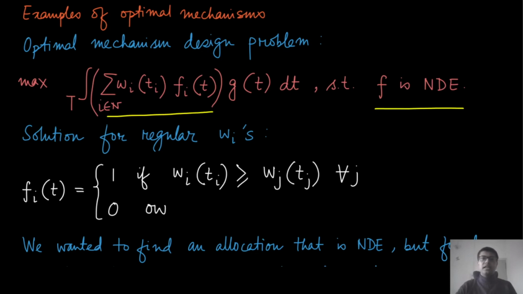And under the assumption of regularity for all the virtual valuations of all the players, we have found that when the virtual valuations of all the players are negative, then it's better not to sell the object. That is the optimal mechanism. But if there exists at least one individual who has a virtual valuation which is positive, then we'll allocate the object to the person who has the highest virtual valuation. That is the optimal mechanism.